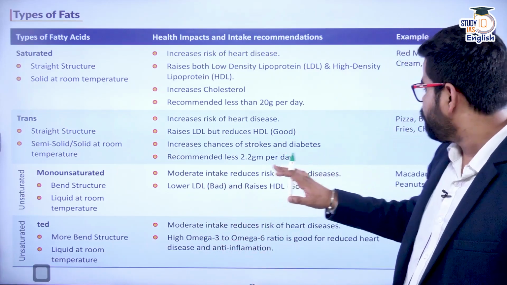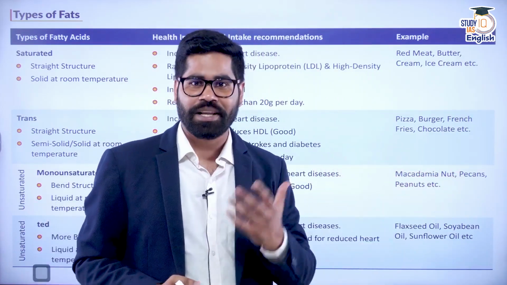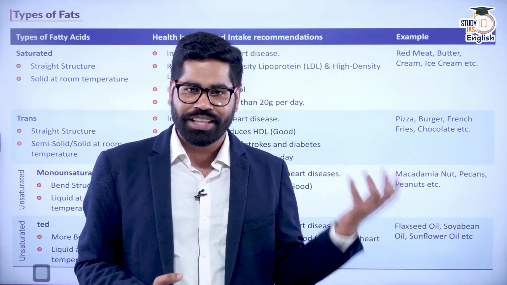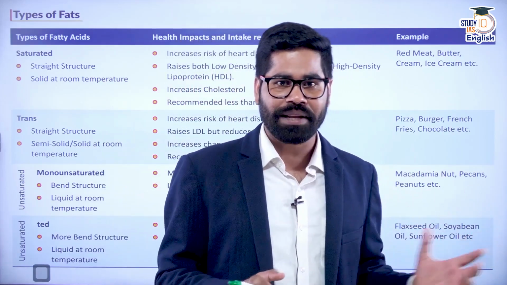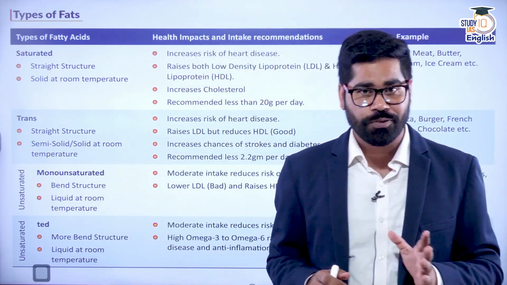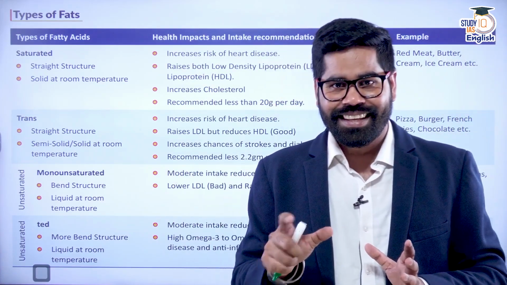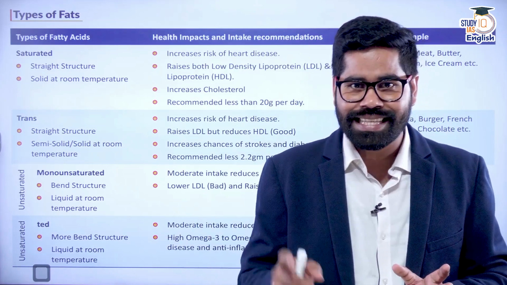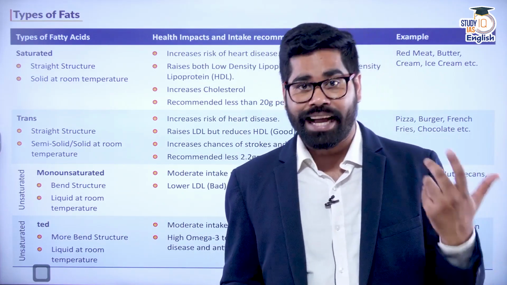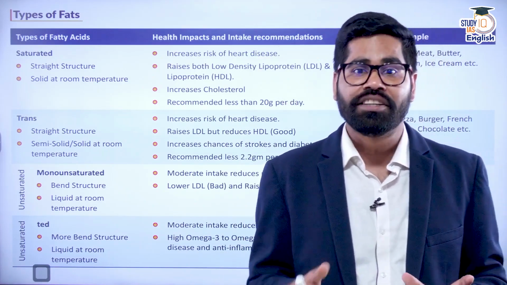What are the sources? The common things we generally prefer: pizza, burger, french fries, chocolate, etc. In present times these are being preferred more by people, and they are one of the major sources of trans fats. Trans fats increase the bad cholesterol and decrease the good cholesterol in the body, so overconsumption carries a higher risk of strokes, diabetes, or heart disease.